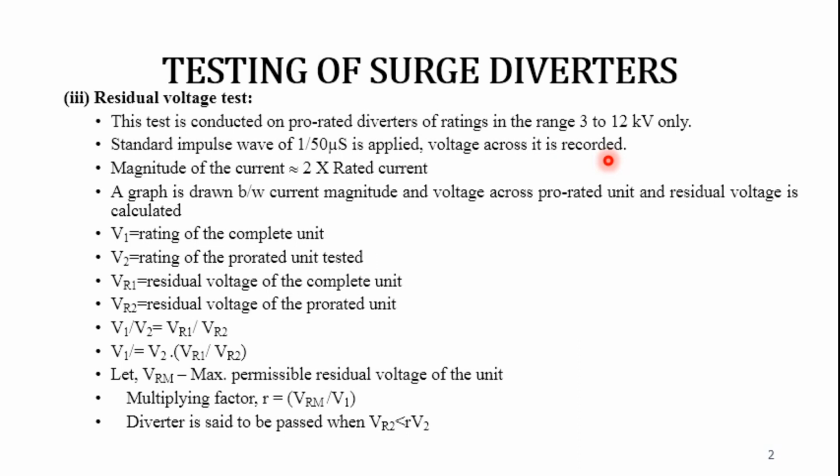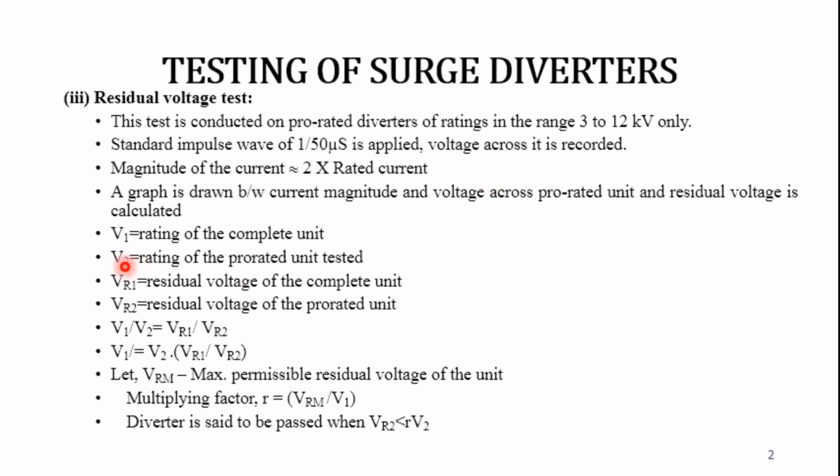The magnitude of the current is approximately 0.5, 1 and 2 times the rated current. From this, that is the oscillogram, a graph is drawn between the current magnitude and the voltage across a prorated unit, and the residual voltage is also calculated. From this graph, the residual voltage corresponding to the exact rated current is obtained.